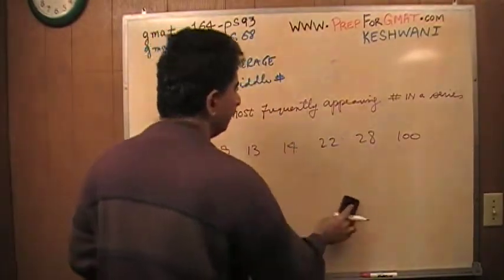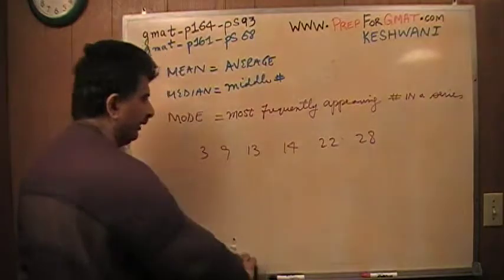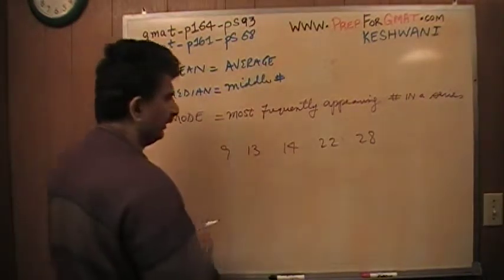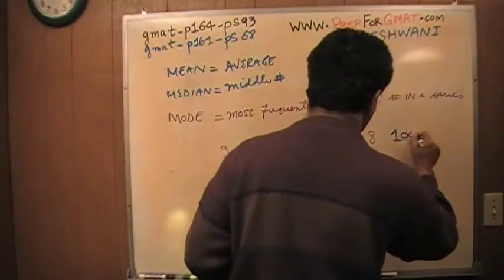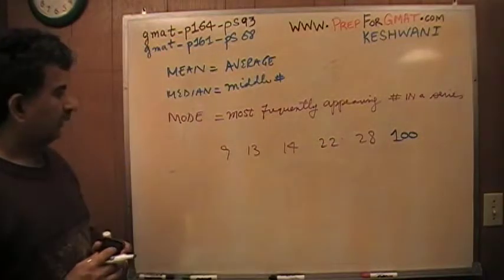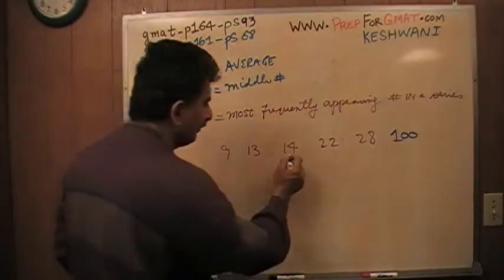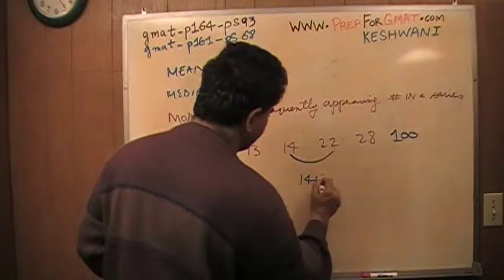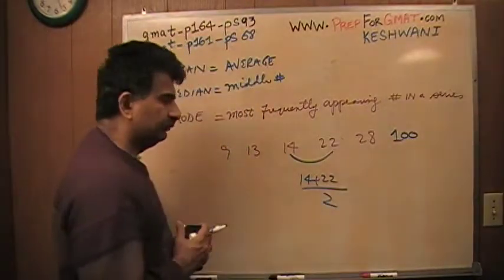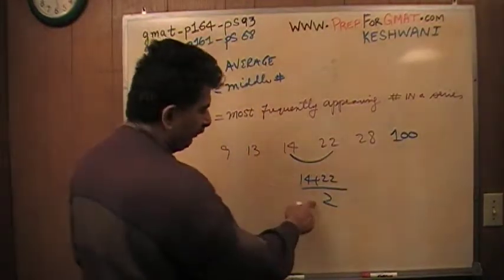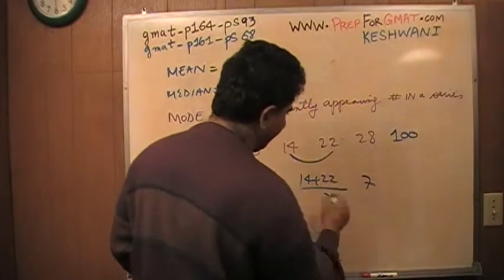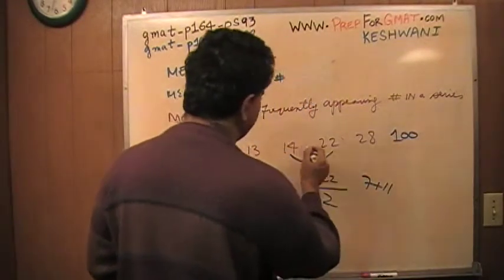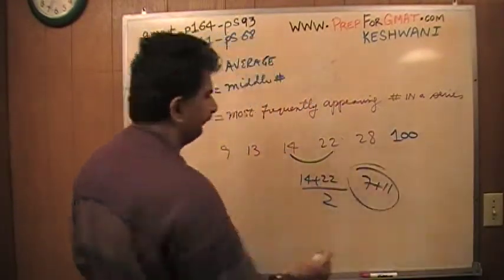What if there were only 6 numbers? It doesn't matter which one I erase, but let's erase this one, make it interesting. So here, the median will be the average of these two numbers. You simply add up 14 plus 22, and divide by 2. I know that 14 divided by 2 is 7, and this is 11, so the median of these numbers is 18.